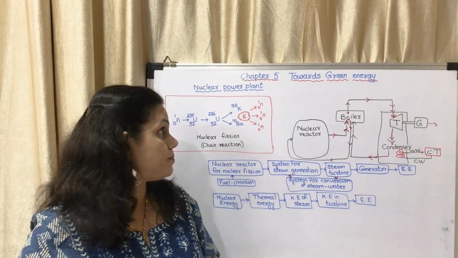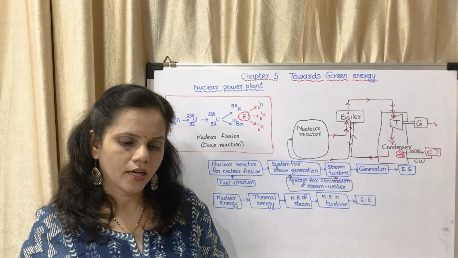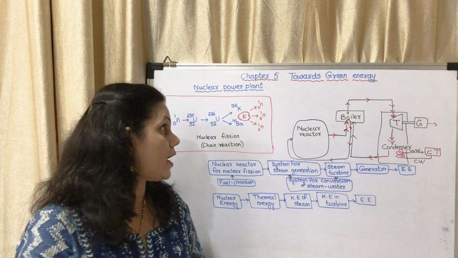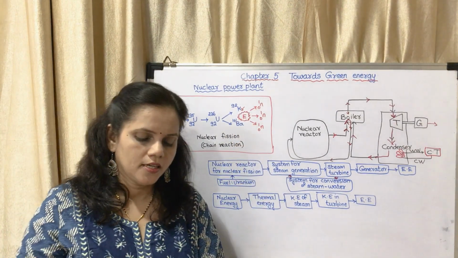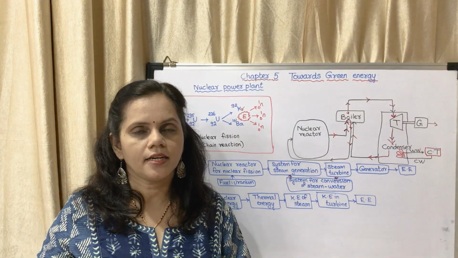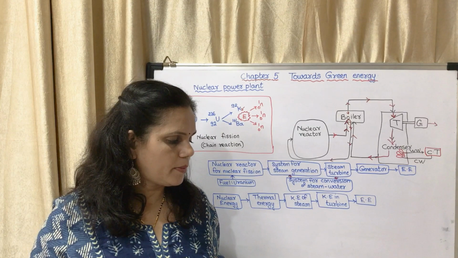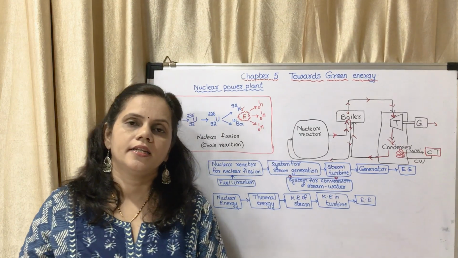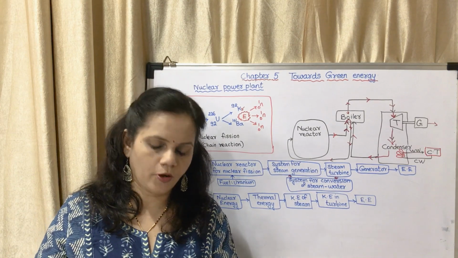Not potassium. It is krypton. Okay, actually krypton is Kr. Sorry, I wrote K. It is krypton. So krypton is Kr. Krypton and barium. These are the byproducts. So byproducts, they are radioactive. Where to dispose it of? That is a bigger problem.